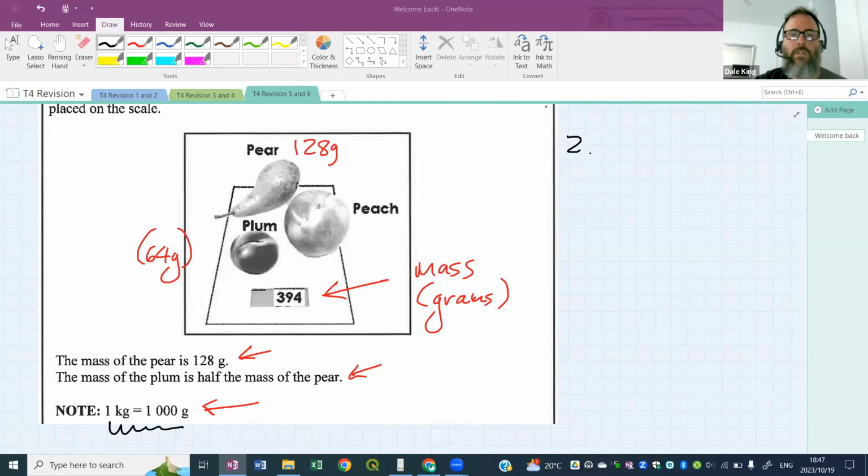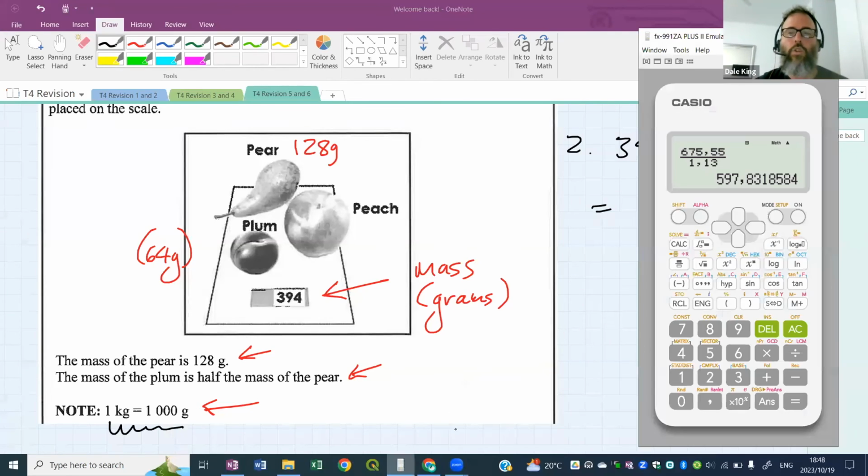All right, answers are coming through nice and fast. Good, so I like it. Good. All right, the pear is removed. So the total was 394. We're removing the pear. Removing means subtracting. So what is the total now? All right, so 394 minus 128.